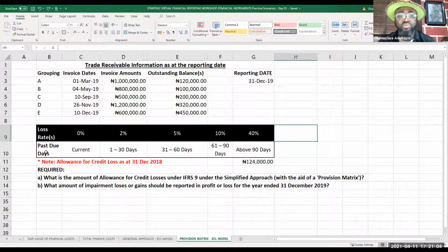What is a past due? A past due is a collection of receivables whose credit period has elapsed, and a portion of the amount owed remains unpaid subsequent to when the credit period elapsed. Let me put it in a simple sentence. Somebody bought goods worth 1 million naira from you. You gave a 30-day credit period.